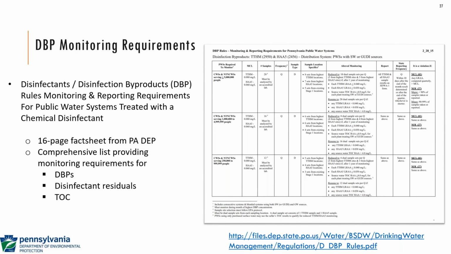Some parts of the table are more specific for water systems in Pennsylvania, but the general information should be universal for most states. So the combination of this chart as well as North Carolina's should help you keep track of what your monitoring requirements are.